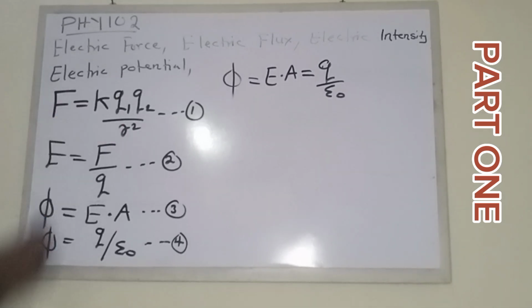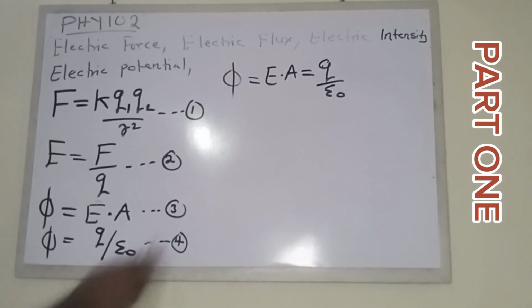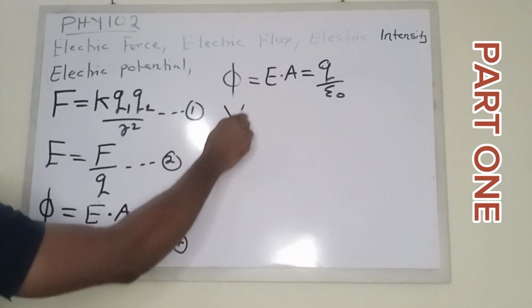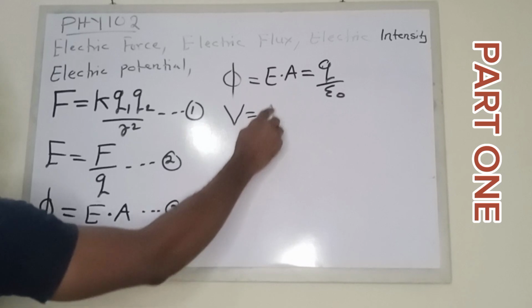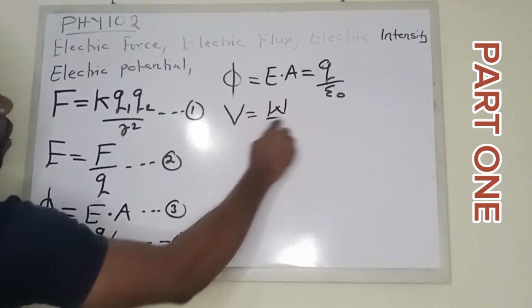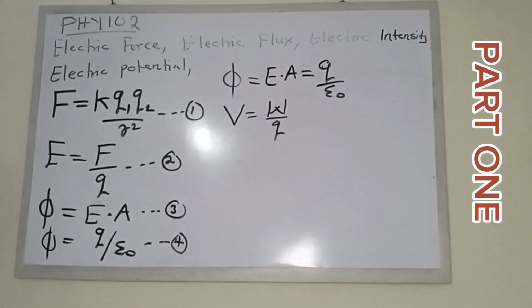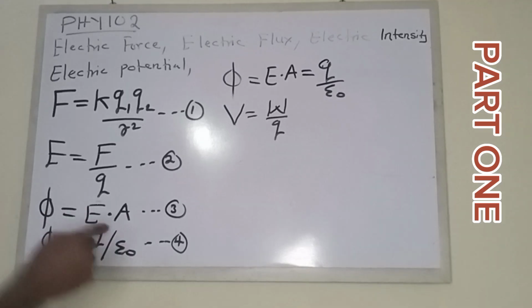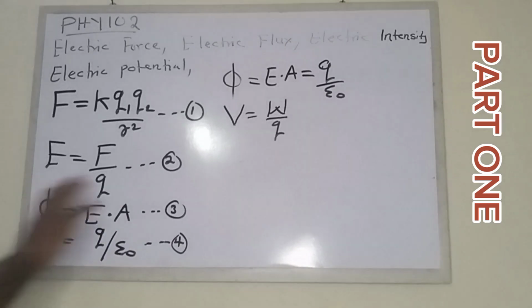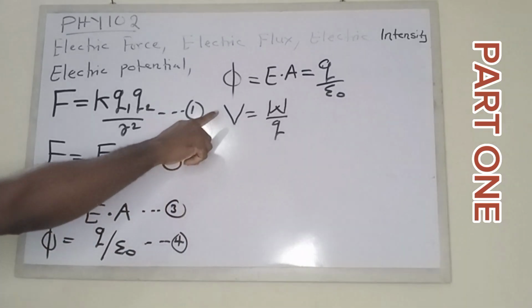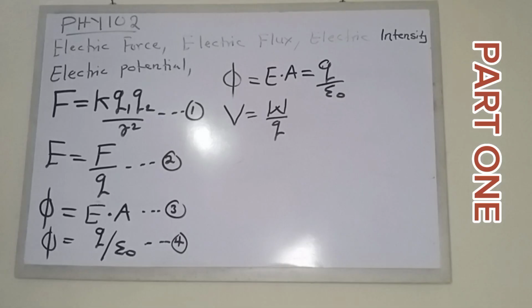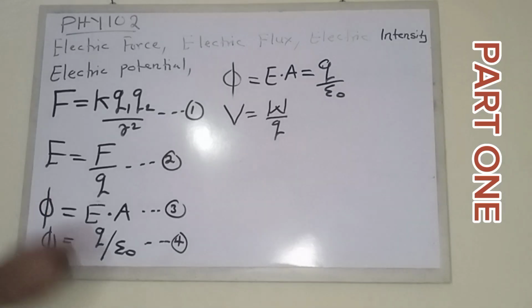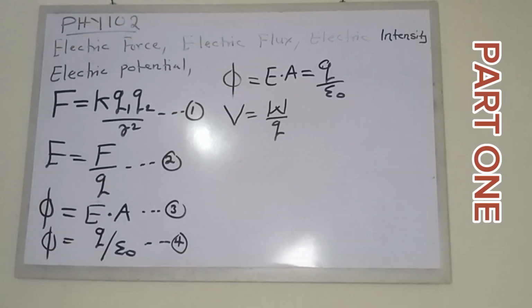Now we move further and talk about electric potential. Electric potential is denoted by V. It is the work done over charge. So for me to know the electric potential of a particular component, we need to know the work done by the component against the charge, against the flow of the electricity. So the electric potential is the work done divided by charge.